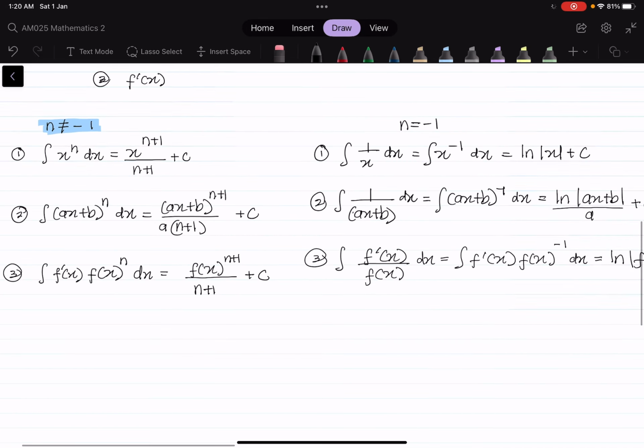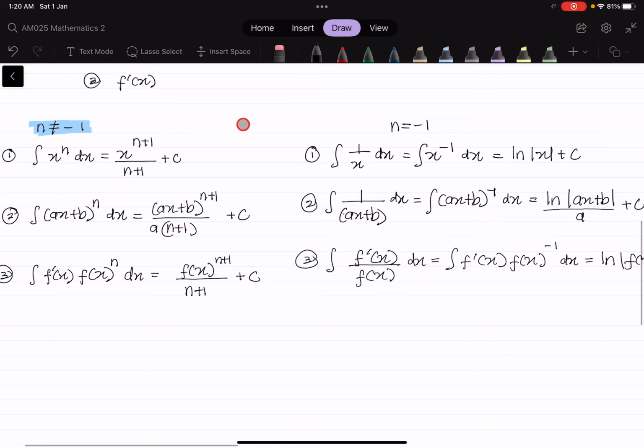So if you can see the difference here, the power equals -1, and the power is not equal to -1. If it's not equal to -1, then we plus the power with 1, divide by n plus 1. If it's equal to -1, then it becomes ln. If it's a linear function, then we need to divide by a.